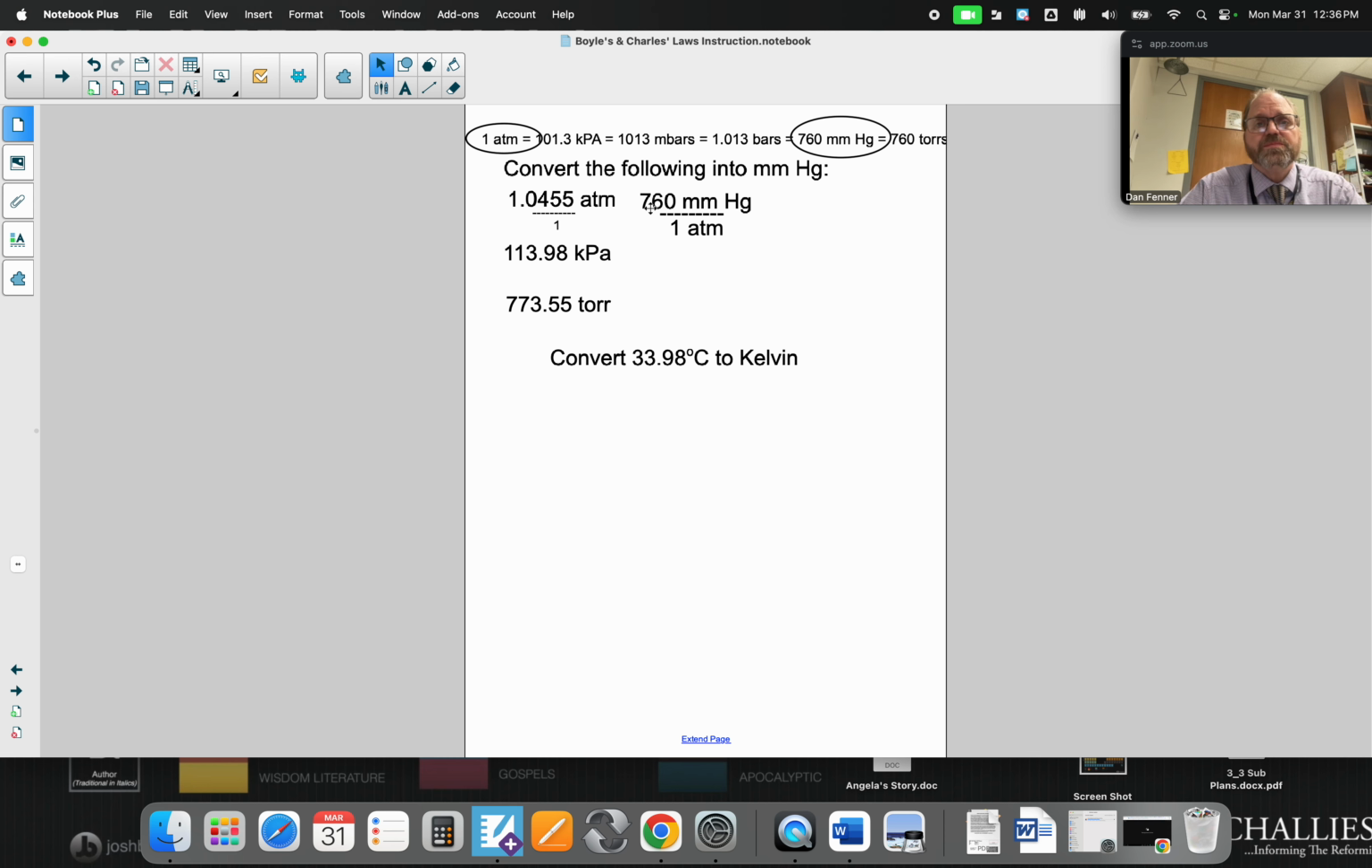Grab your calculator. Do 1.0455 times 760. Then we don't need to divide by 1, it's the same number. To 5 sig figs, we should get 794.58 millimeters of mercury. Let's do the next one.